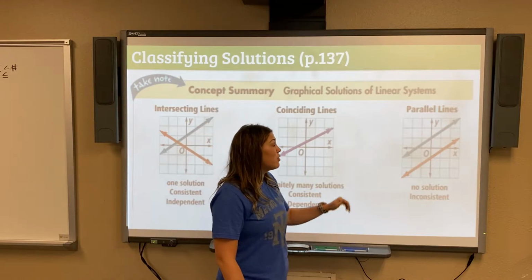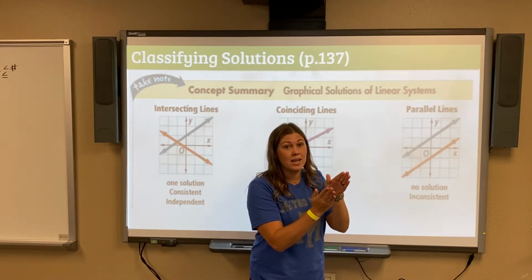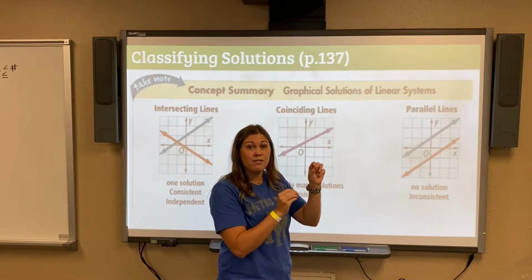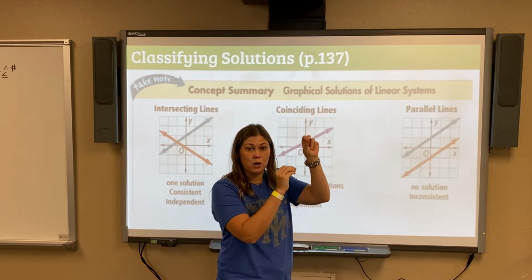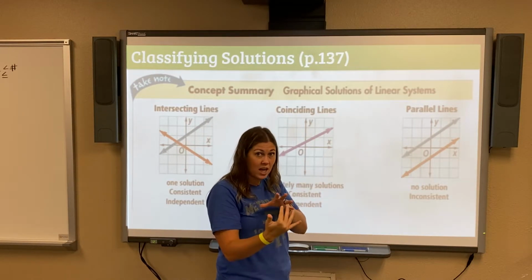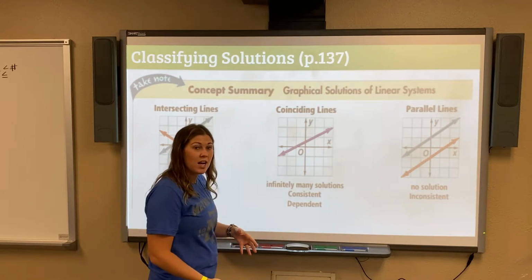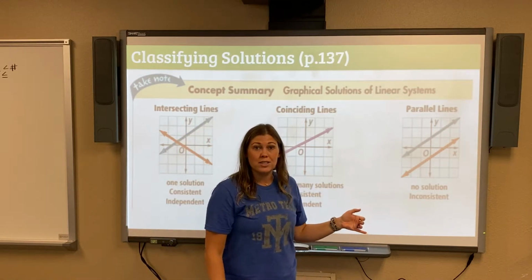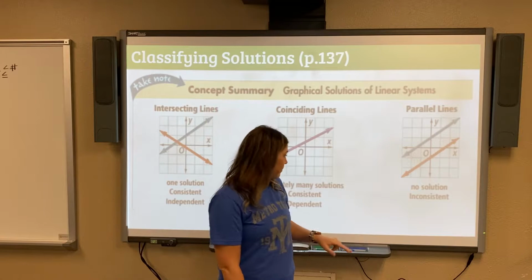And then if you graph it and get 2 parallel lines, that means they have different y-intercepts, but they have the same slope. So they grow or decrease at the same rate. So this is no solutions, and these 2 lines are inconsistent.